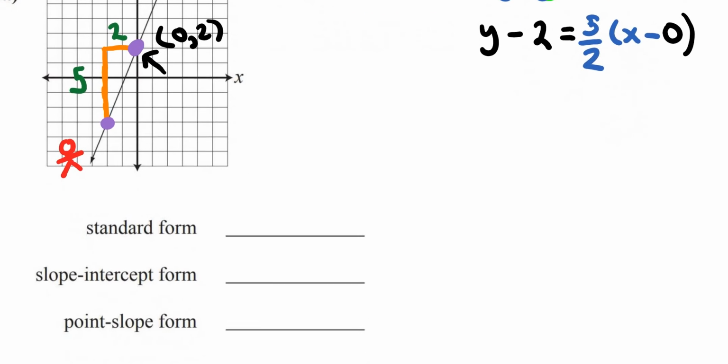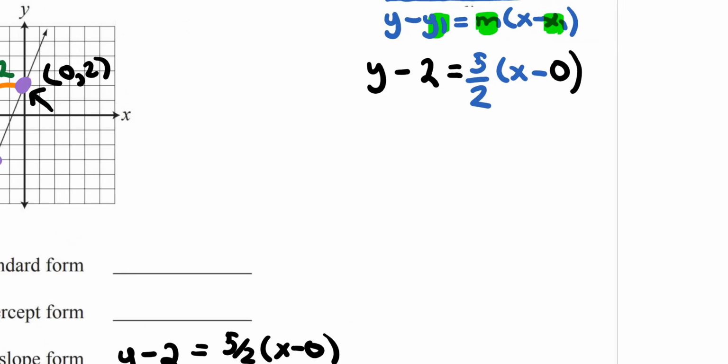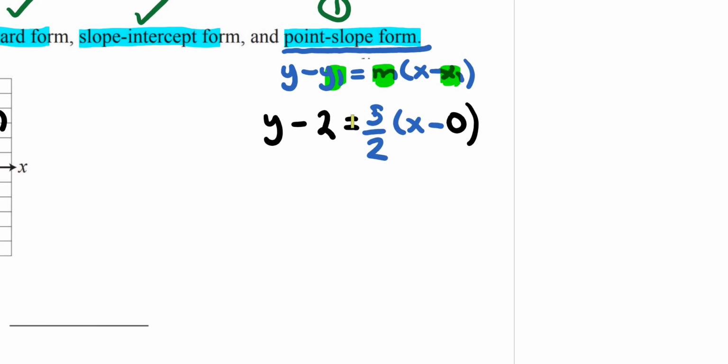And if I just write that into my notes here, this would be y minus 2 equals 5 over 2, bracket x minus 0. Okay, great. So once we have that form, we can now go back and get the other forms by simply distributing this 5 over 2. So if I distribute the 5 over 2 onto the x, I get 5 over 2 x minus, and 5 over 2 times negative 0 is simply going to be 0. So it's y minus 2.